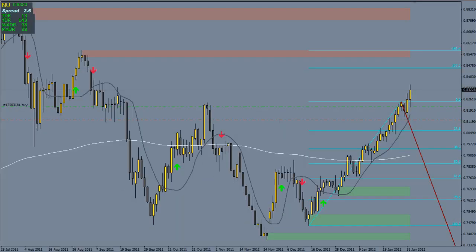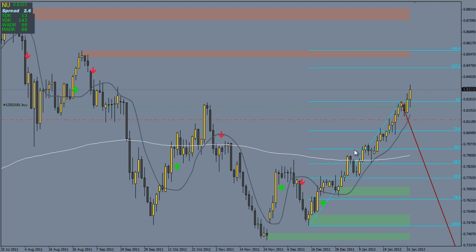Here's the New Zealand dollar trade. I took it long on this one. I'm doing pretty good on this trade right now. Even though it was a bit of a risky trade, I'm up like 110 pips right now. It was risky because there was this double top, and I know a lot of people were thinking that there would be a reversal around this area.